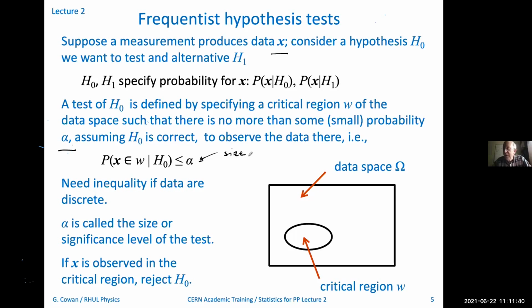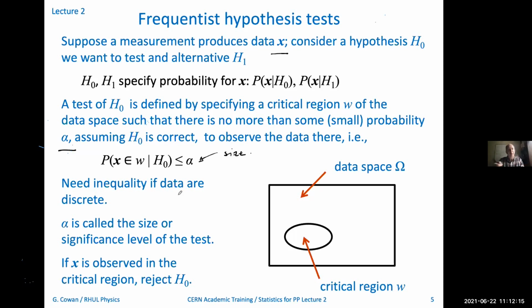And it is some conventional constant that you choose before doing the test. It's formally small, so you might choose some value like 5% or 1% or some small value, but you assign its value before doing the test. Now, normally I would actually like this inequality here to be equality. I would like to find a critical region such that the probability to find the data there is equal to alpha. Now, that might not be possible if the data involved are discrete.